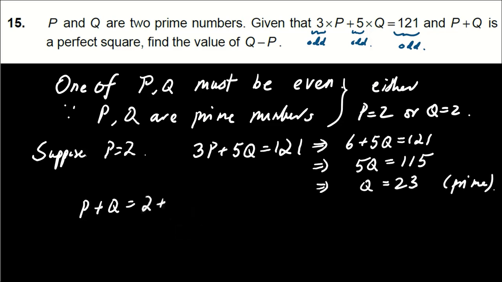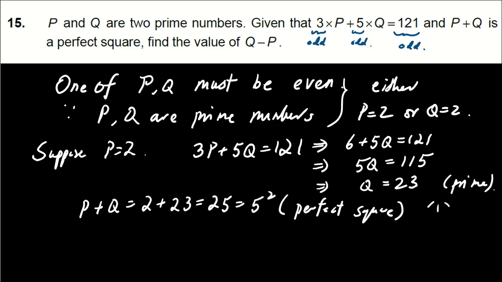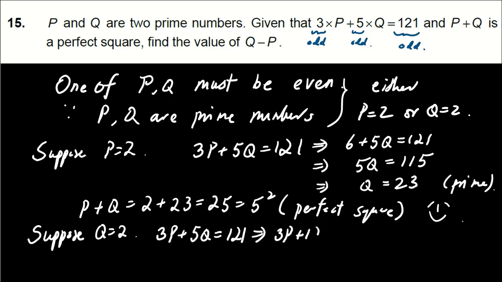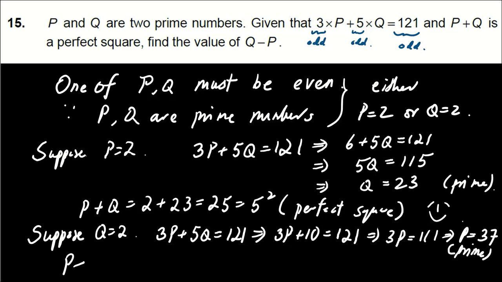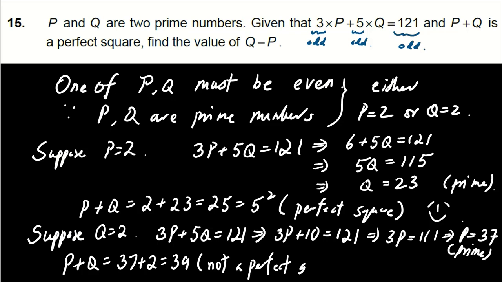Adding P and Q gives us 25, which is 5 squared, a perfect square. This confirms our assumption is valid and P plus Q is a perfect square as given by the problem. If we consider the case where Q equals 2, then P will be 37 after solving 3P plus 5Q equals 121. However, P plus Q is 39, not a perfect square. So this option is out.